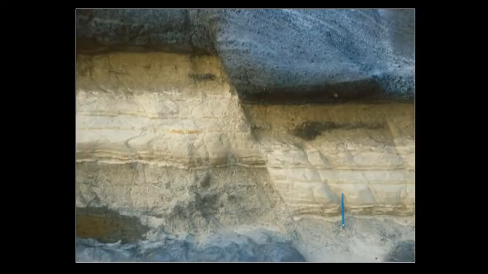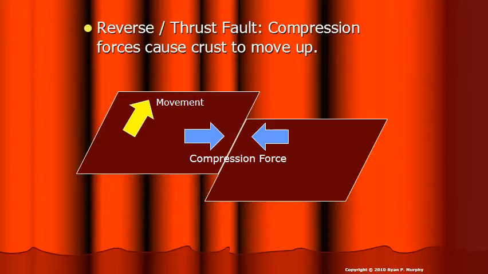And one more here where you can very clearly see how the one layer has kind of moved down on this side. This layer here should line up with this layer here, right? All right. Next one is a reversed or thrust fault.